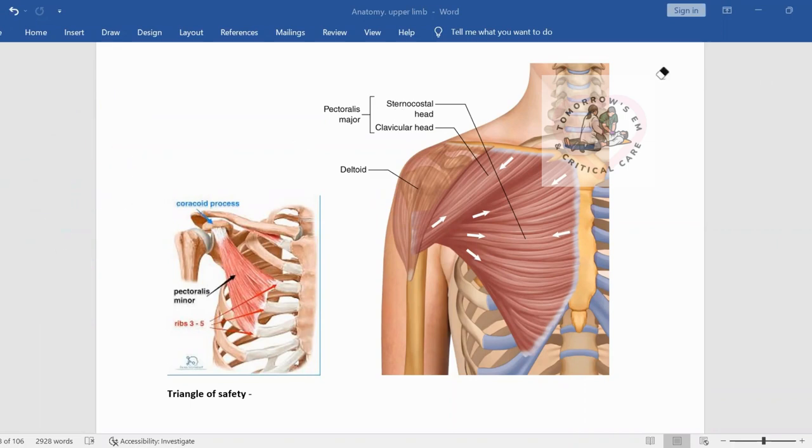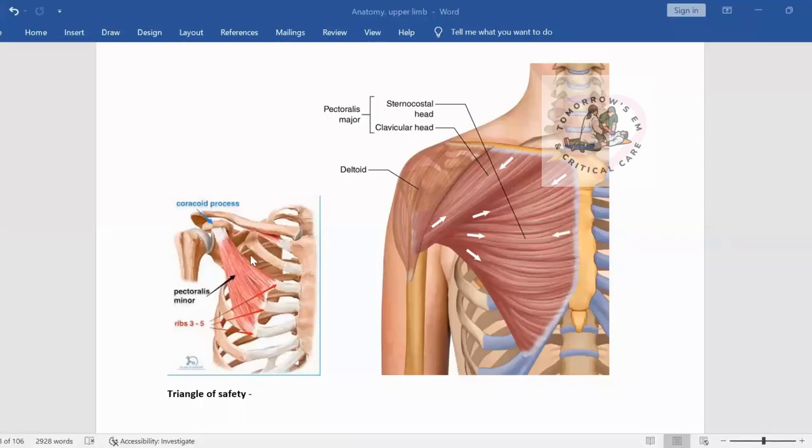Okay, fine. So what's the function of the pectoralis major muscle? Medial rotation of the arm. Just flexion... I have an urgent call. Just a minute. Okay, fine.